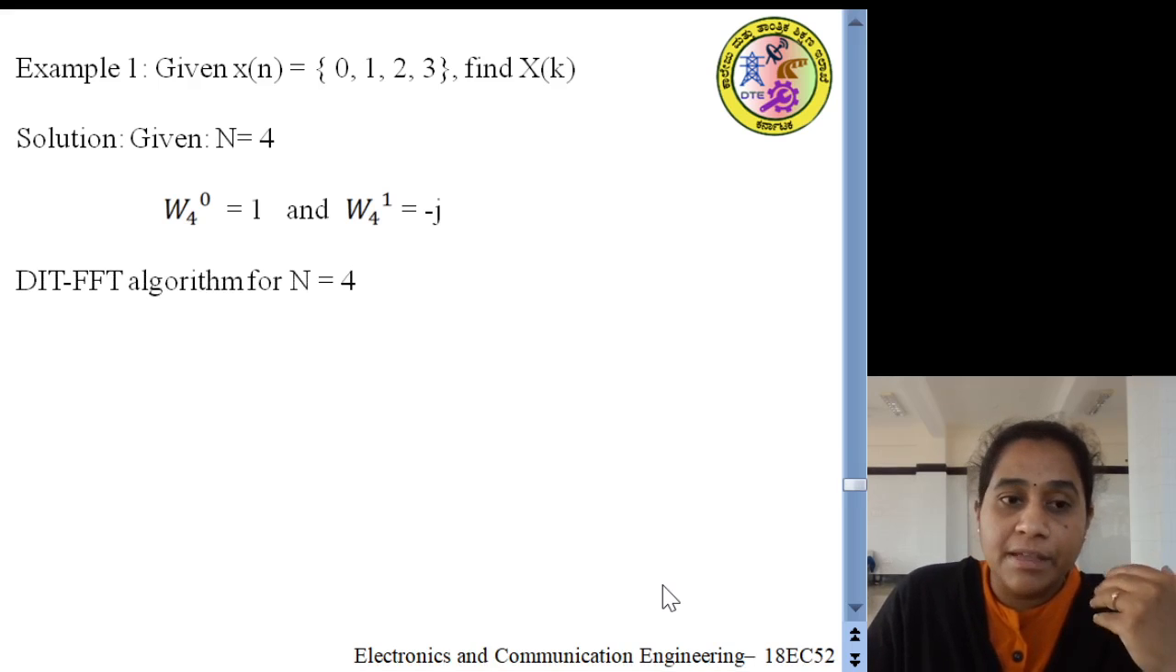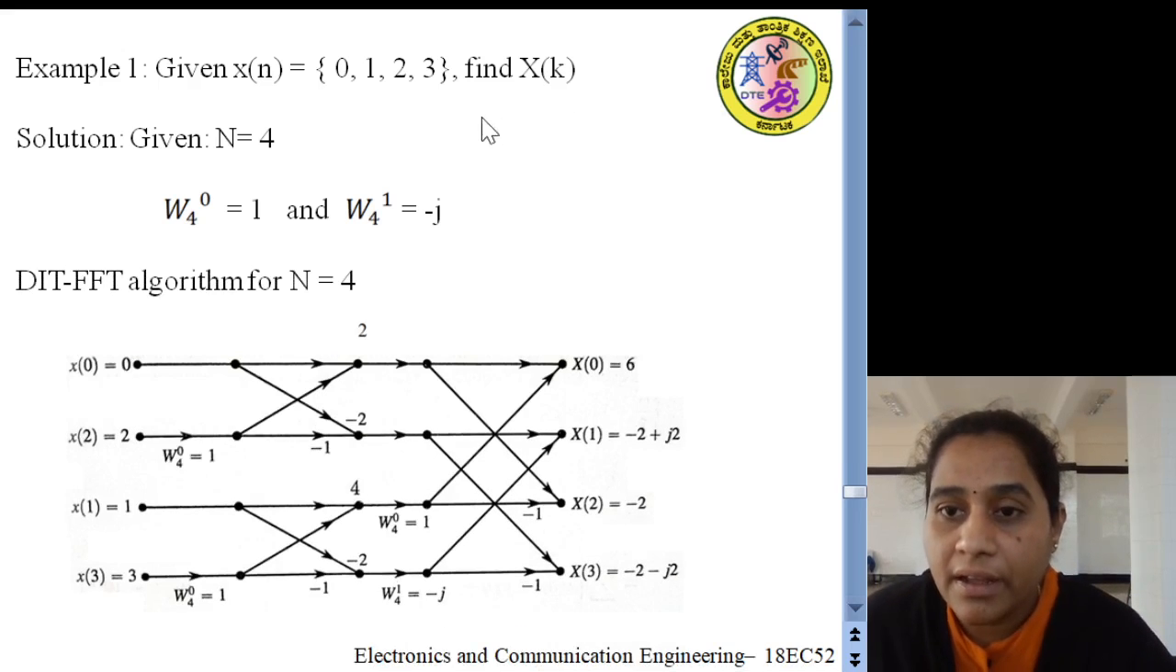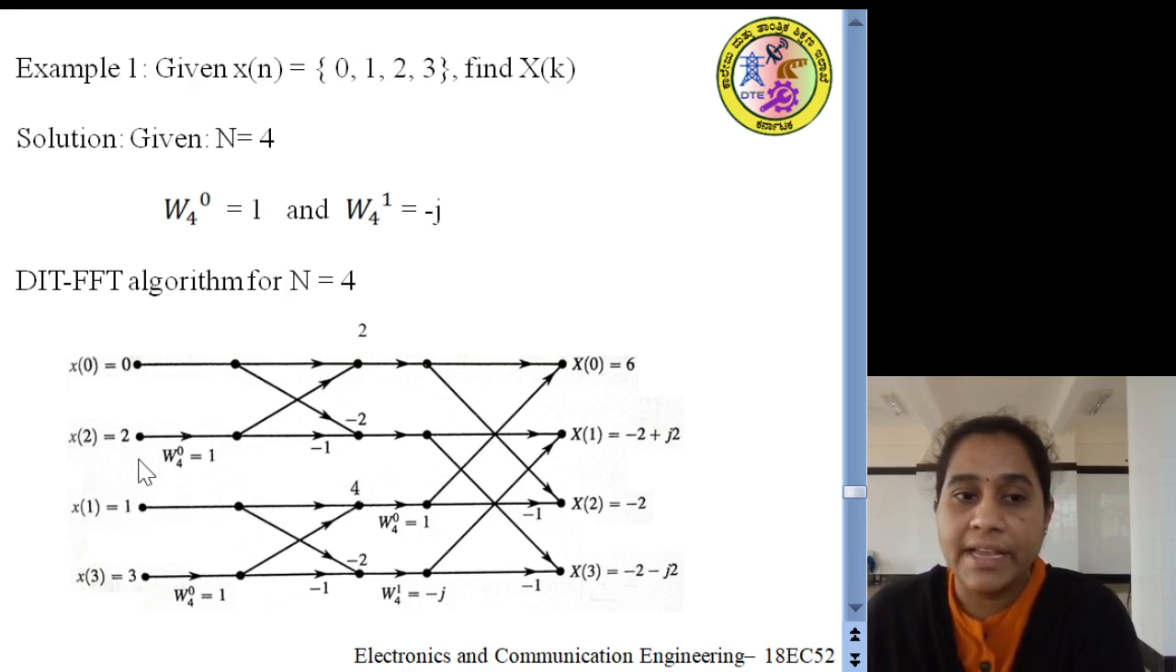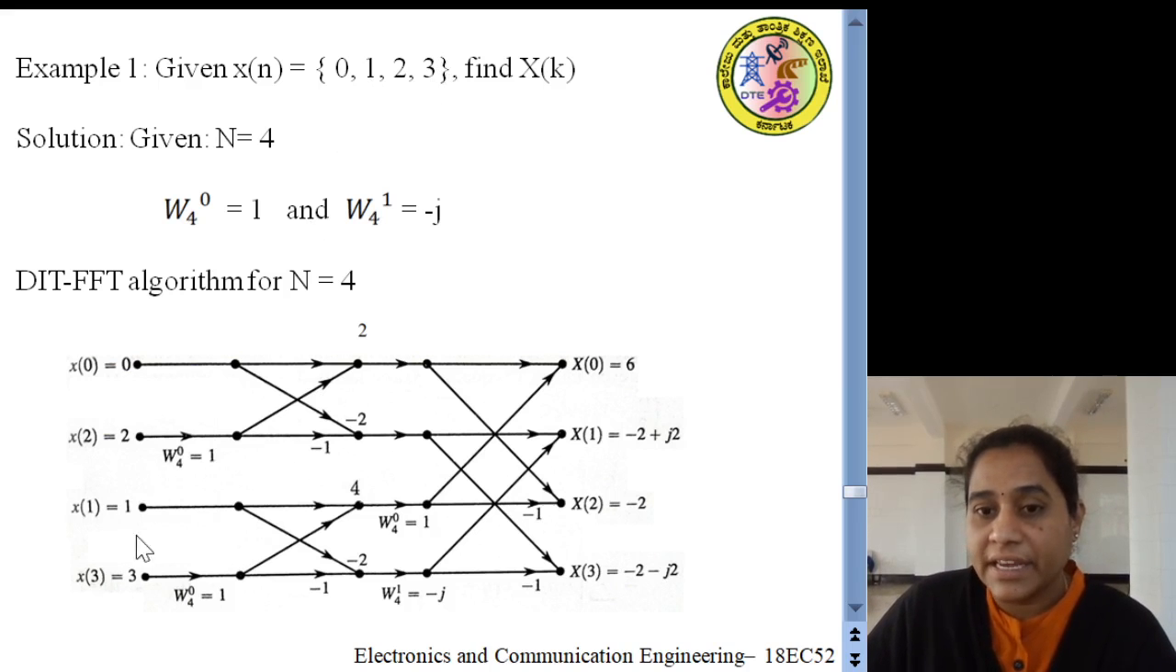DIT FFT algorithm for n equal to 4. We can observe here that we are giving the input in bit reversal order, not in natural order. X of 0 is 0, x of 2 is 2, x of 1 is 1, x of 3 is 3. We are giving the input here.